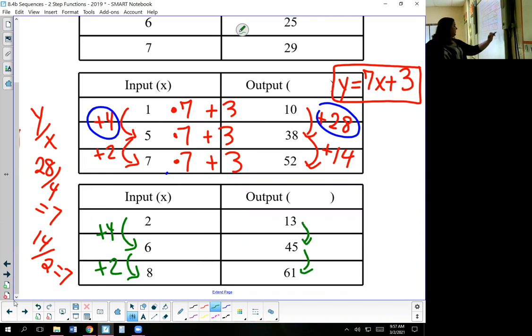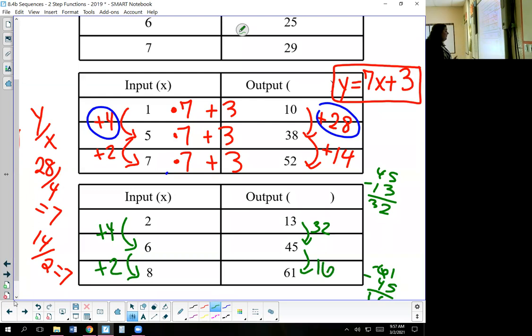Oh my goodness. 45 minus 13 is, let me make sure I'm right. Oh, 32. Okay, and then 61 minus 45 is 16. Okay, hold on. Let's see if I get it right now. Okay, 32 divided by 4 is 8. I better get 8 on the next one. Okay, yes, 16 divided by 2 is 8. So times 8. Okay, I agree with that.